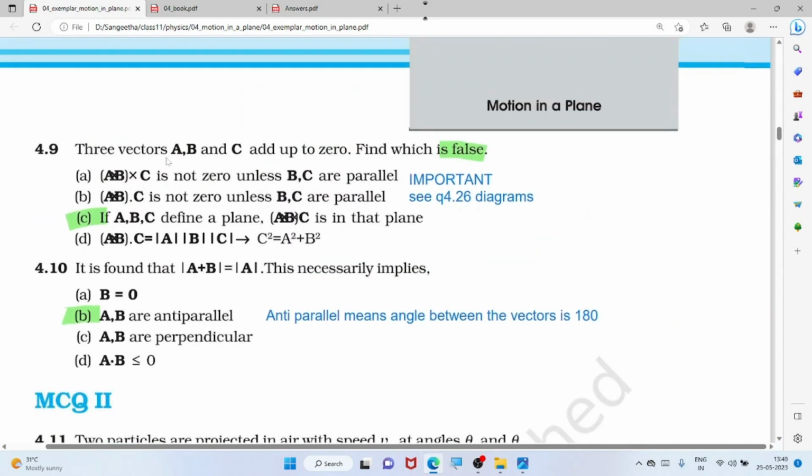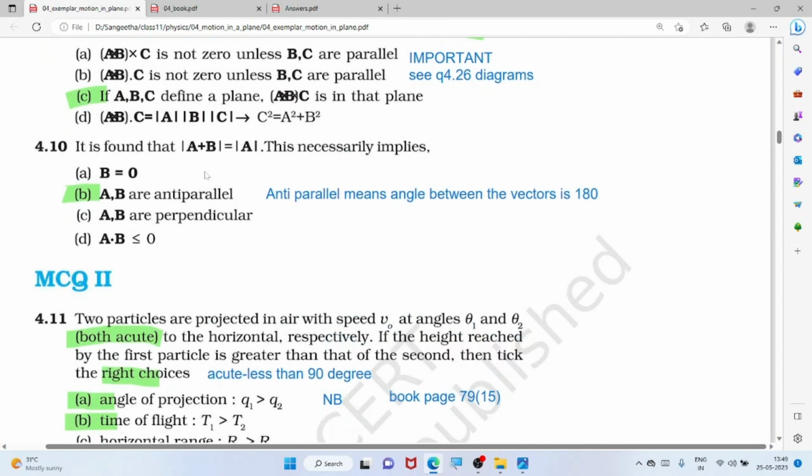Okay, it is found that the magnitude of A plus B equals the magnitude of this, which necessarily means they are anti-parallel, meaning they are 180 degrees. Okay, you can see the proof of these vectors from the net also.